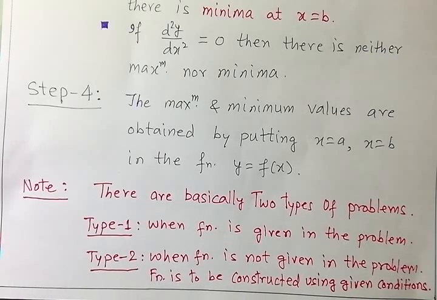And type 2 problems are where the function is not given. It will be a word problem, the function will not be given to you, and some conditions are given. On the basis of those conditions, we have to derive the function first. After constructing the function, we have to apply these 4 steps. So the additional part is to construct a function on the basis of the conditions given in the problem.